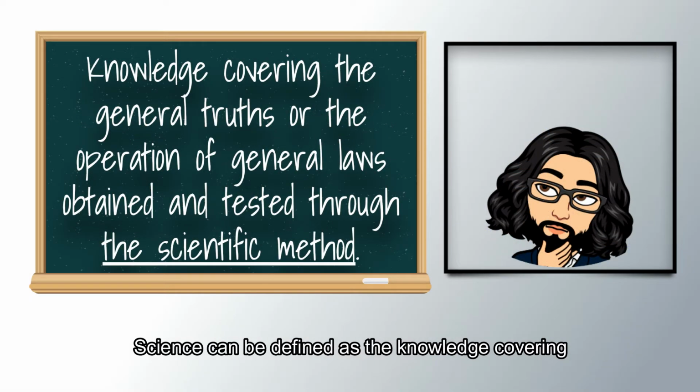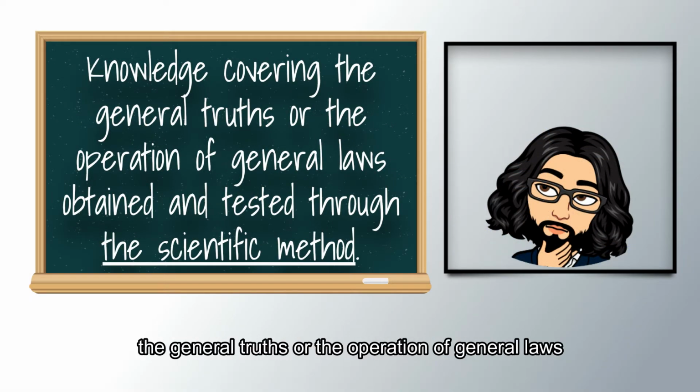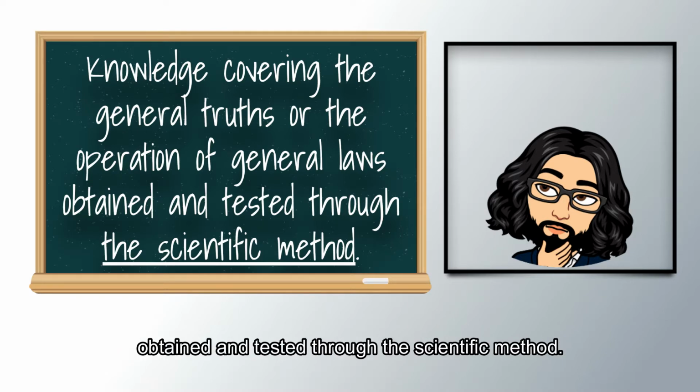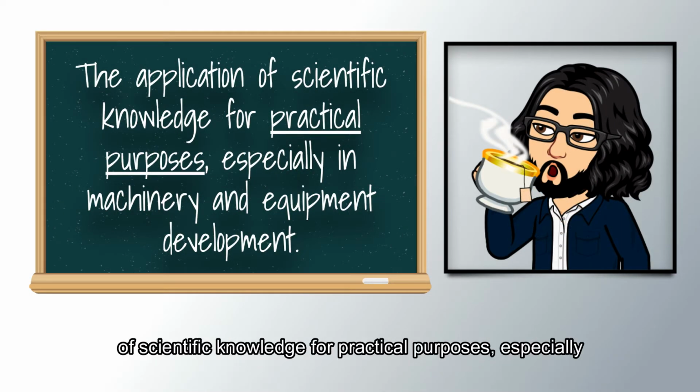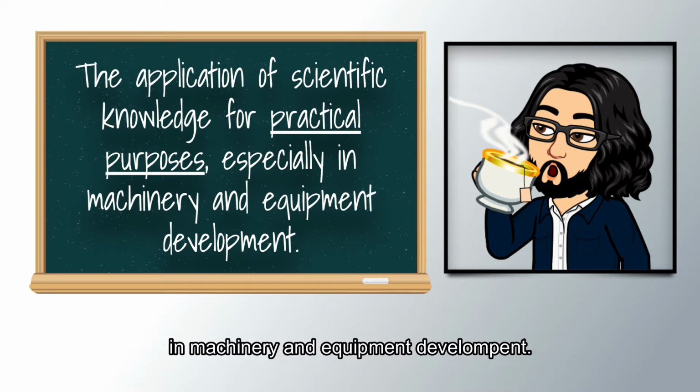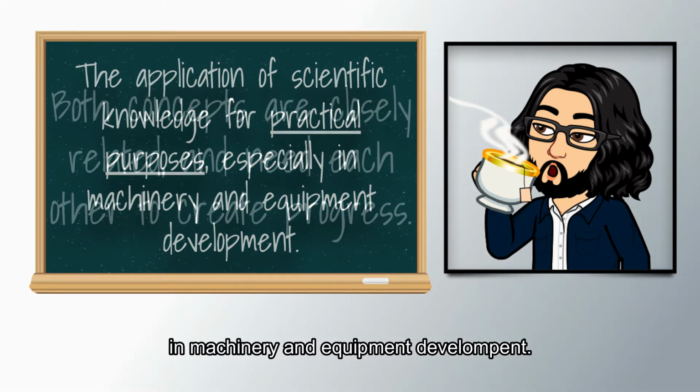Science can be defined as the knowledge covering the general truths or the operation of general laws obtained and tested through the scientific method. And technology can be defined as the application of scientific knowledge for practical purposes, especially in machinery and equipment development.